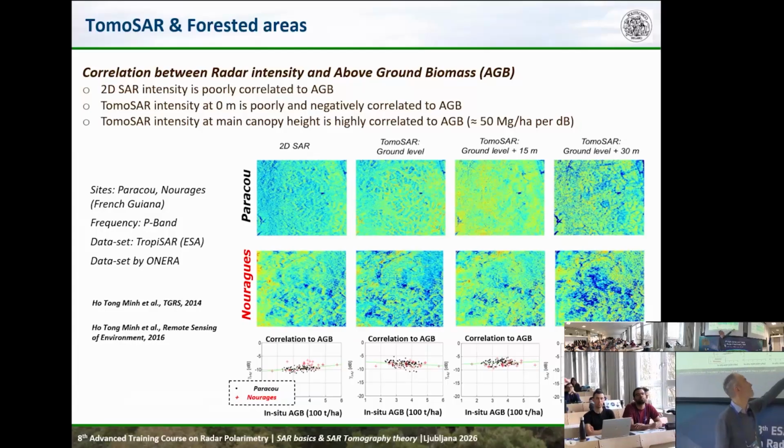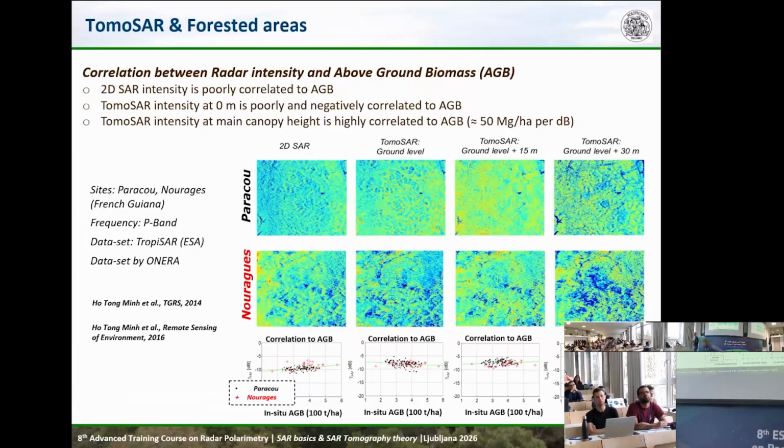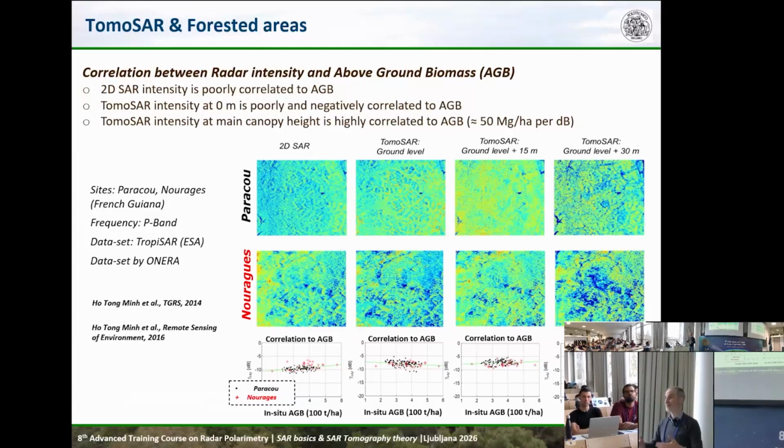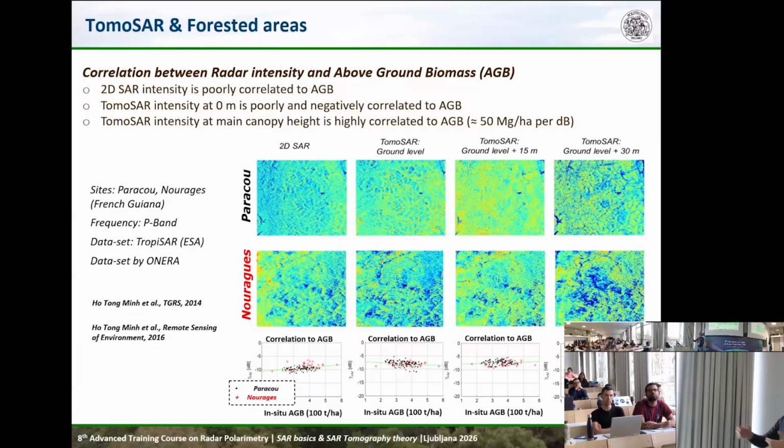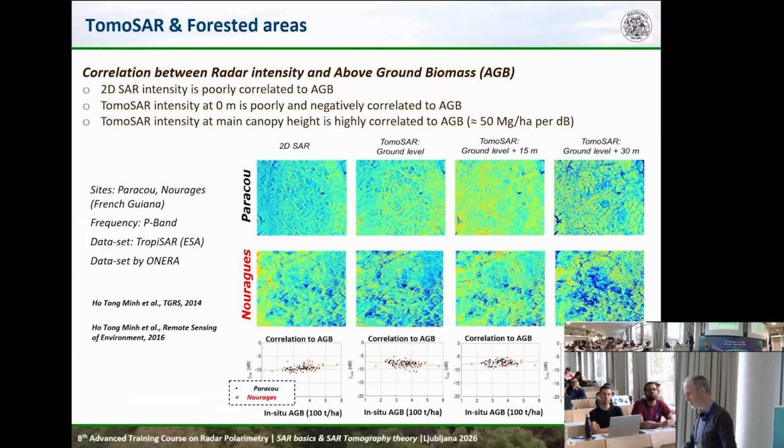In this case, we had this result that the intensity at about 30 meters in a tropical forest is very much correlated to forest biomass, and this is exactly what we needed, and this has contributed to improving a lot our understanding of how to extract forest biomass out of a radar mission.